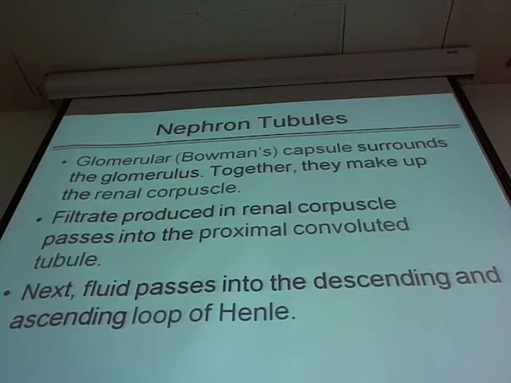Okay, next the fluid passes through the descending and ascending loop of Henle. Filtrate produced in the renal corpuscle passes into the proximal convoluted tubule. I could see him saying, trace a drop of urine. He's kind of said he's going to do it with food when you get into the digestive system. Glucose gets reabsorbed, right? Glucose gets reabsorbed. So it gets filtered. Yes, it's too small. They can't not filter it.